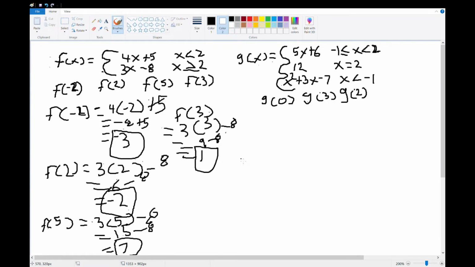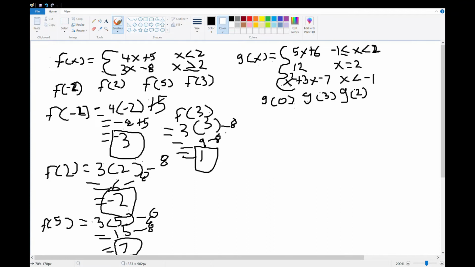Now let's move on to number 2. So here we had g of x is equal to the piecewise function 5x plus 6 when x is between negative 1 and 2, and 12 when x is equal to 2, and x squared plus 3x minus 7 when x is less than negative 1. Okay, so let's start with the first one. How can we evaluate g of 0? Which portion should we use?